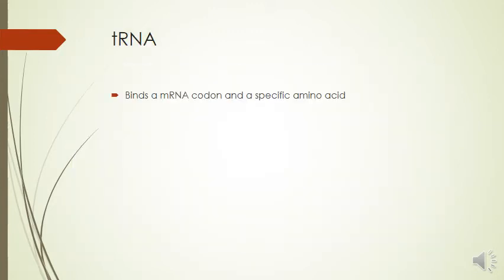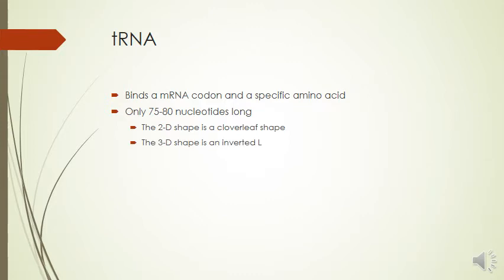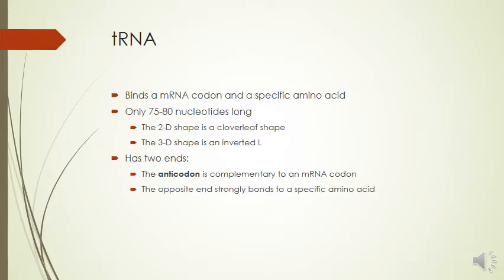tRNA binds a messenger RNA codon and a specific amino acid. It's only about 75 to 80 nucleotides long. The 2-dimensional shape is a cloverleaf shape. The 3-dimensional shape is an inverted L. It has 2 ends. The anticodon is complementary to the messenger RNA codon. The opposite end strongly bonds to a specific amino acid.